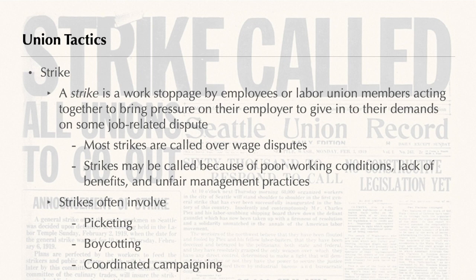What happens when unions and management are unable to reach an agreement through collective bargaining, mediation, or arbitration? In some cases, unions may resort to a strike, in which they call for union members to stop working until contract demands are met. Most strikes are called over wage disputes. For example, a salary dispute between professional baseball players and major league team owners led to a shortened 1994 season and the cancellation of that year's World Series, as well as a delayed start for the 1995 season. Other strikes have been called because of poor working conditions, lack of benefits, and unfair management practices.